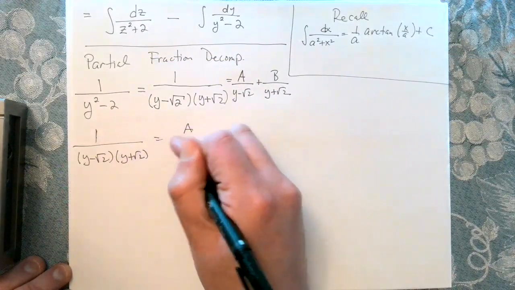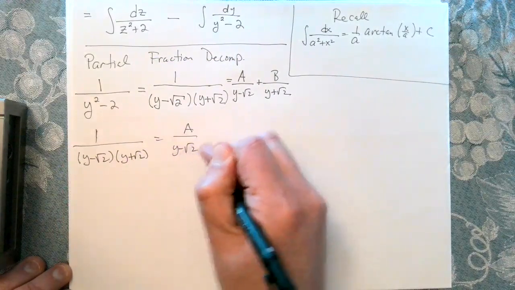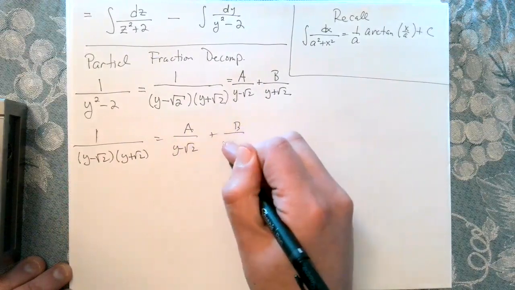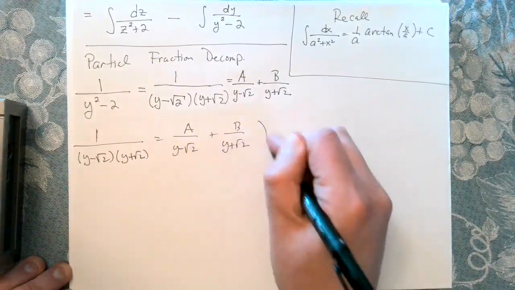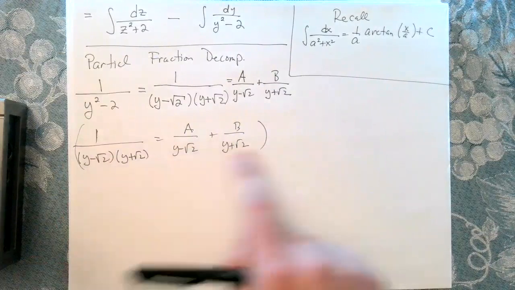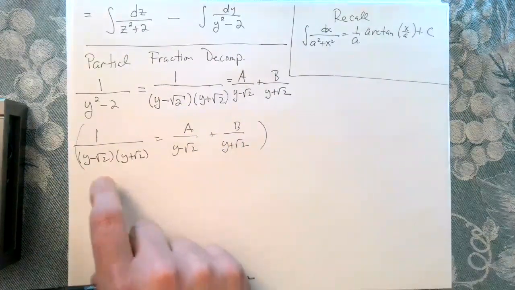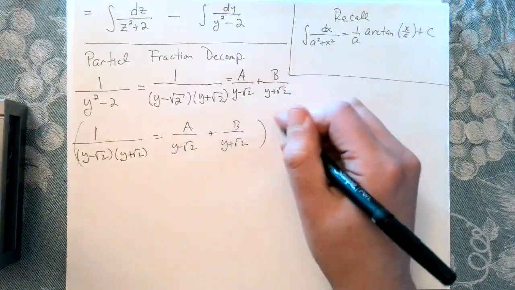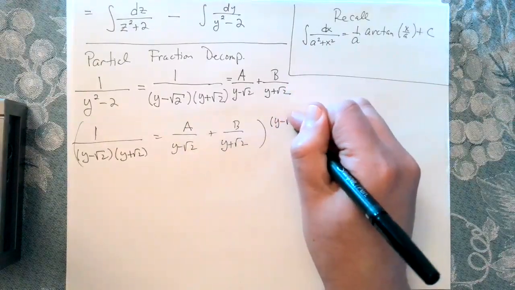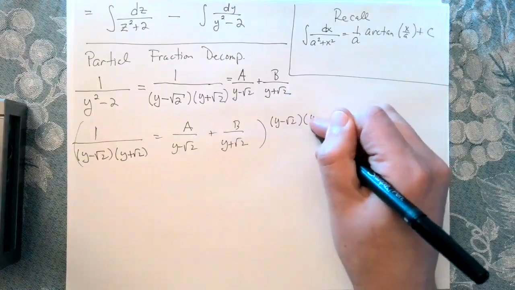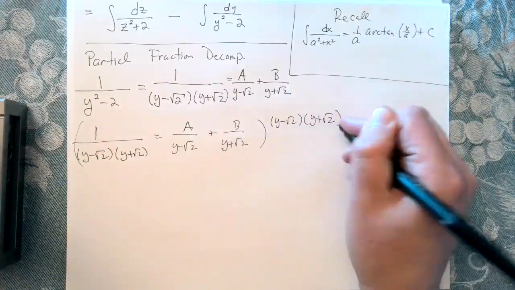So that's equal to a over the first factor, plus b over the second. Now I've got more room. And so let's multiply everything by this right here. So this is y minus radical 2 over y plus radical 2.